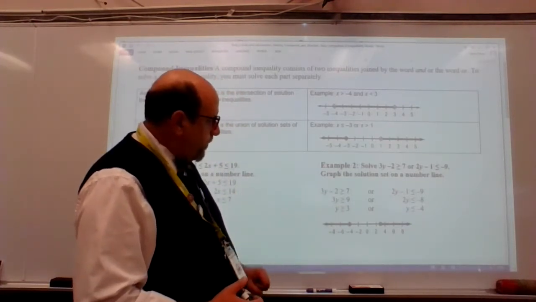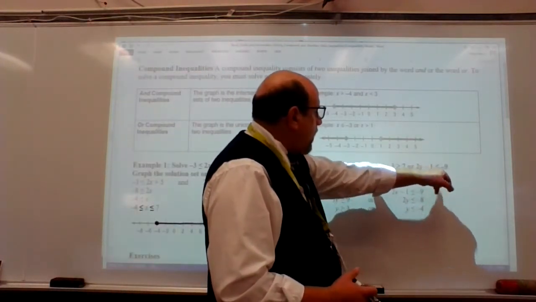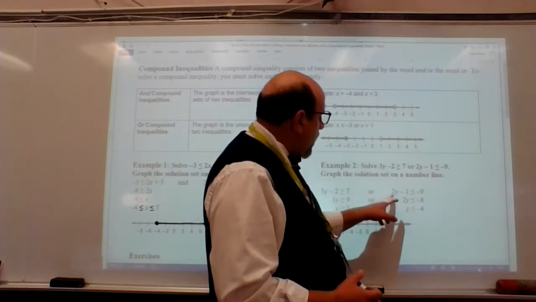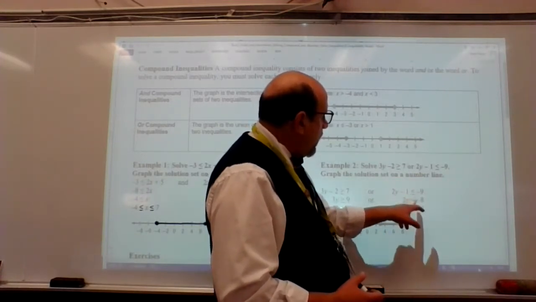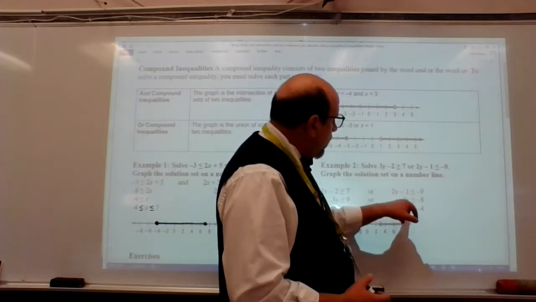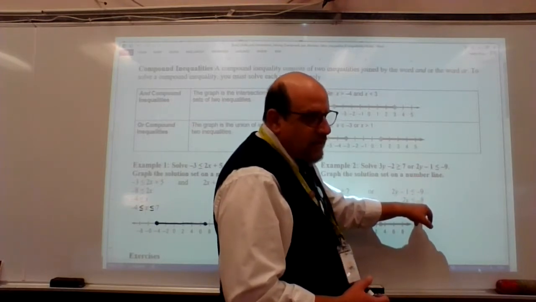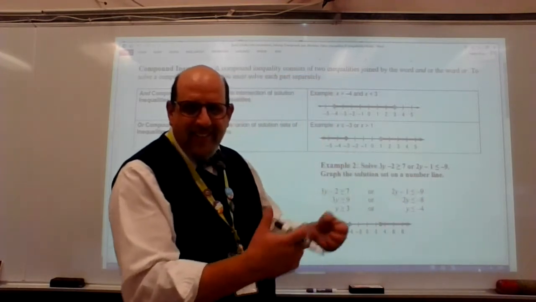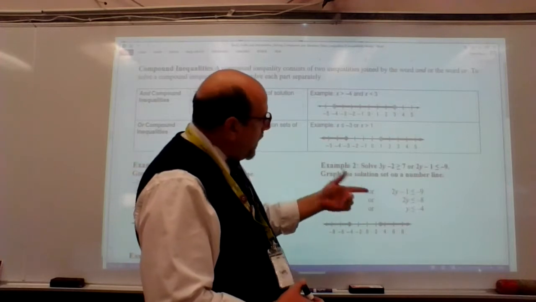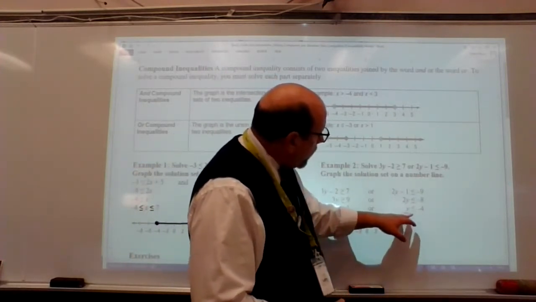There's one of them. And then the other one said 2y minus 1 is less than or equal to negative 9. They've added 1 to both sides. So 2y is less than or equal to negative 8. Remember, negative 9 plus 1 is negative 8. And then they divided both sides by 2.